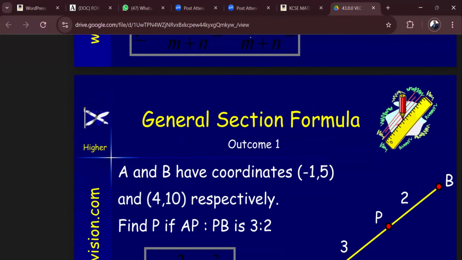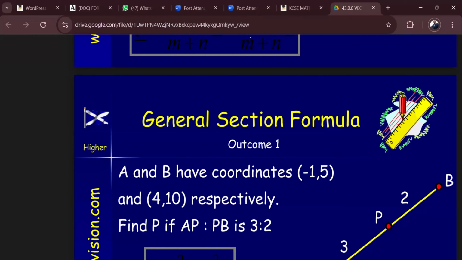So you're given A and B with coordinates negative 1, 5, and 4, 10, respectively. Find P if AP is to PB is 3:2. If you are done, you can go to the solution.